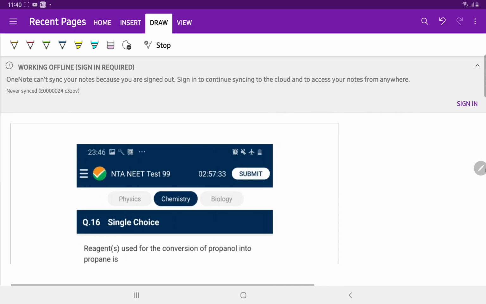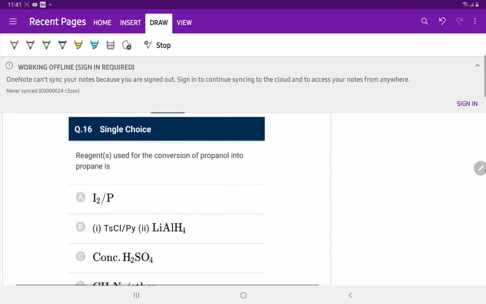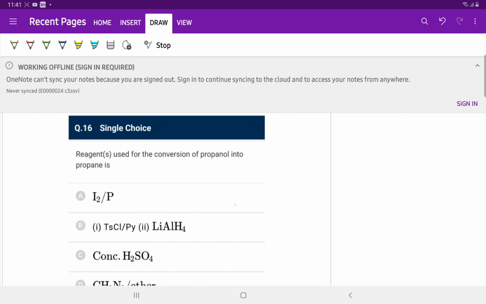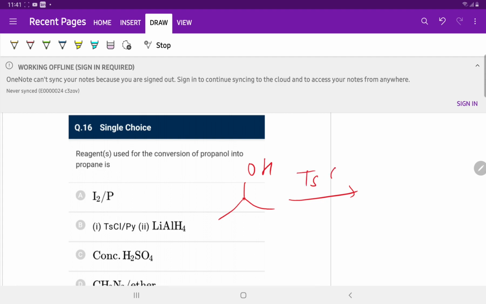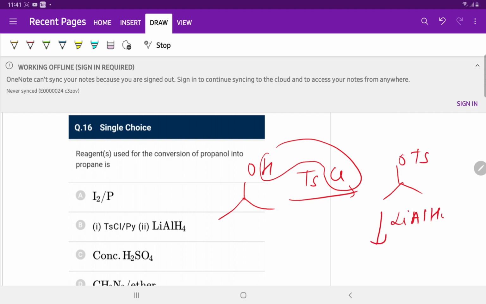We will move to question number 16. Reagent used to convert propanol into propane. Red phosphorus and HI, propanol into propane. Okay, the available option is tosyl chloride. Tosyl chloride, removal of HCl, OTs is a better leaving group, and hydride will attack from this. So H minus will attach on this carbon and propane will form. So option B is correct.